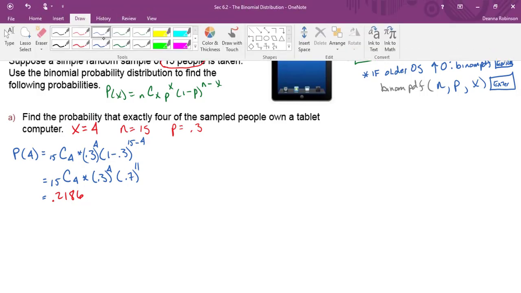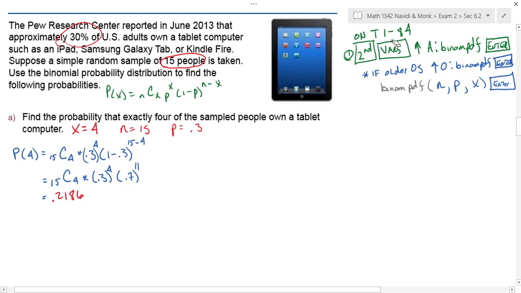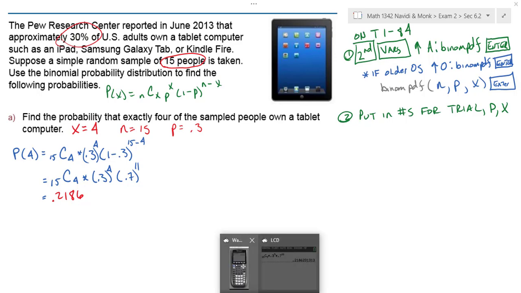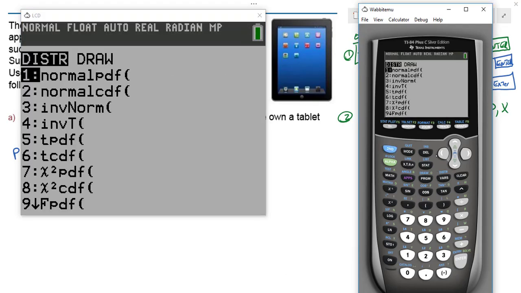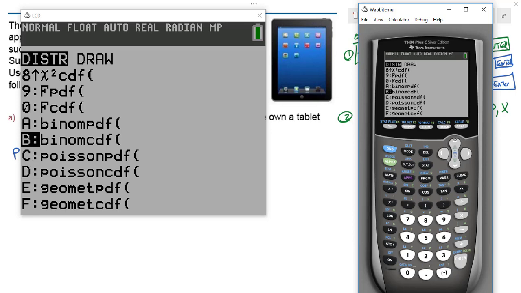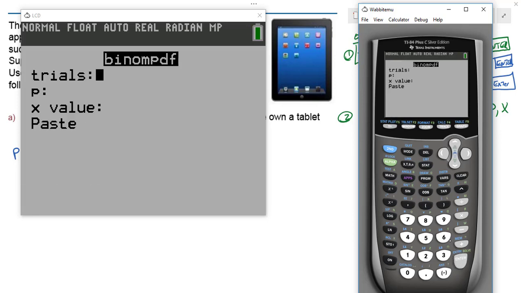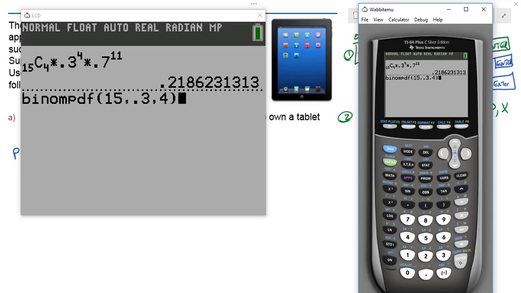For everybody else, our calculator is going to take us to a screen that prompts us what numbers to put in. So we're going to put in the numbers for the trials, for the p, and for the x, the number of successes. Doing this problem that we just did using the binomial distribution, we hit second bars, go up to letter A for the newer operating system, hit binomial PDF. The number of trials we said was 15. The probability of success was 0.3, and the number of successes we said was 4. Then you go down to paste and hit enter, and notice you get the exact same thing.